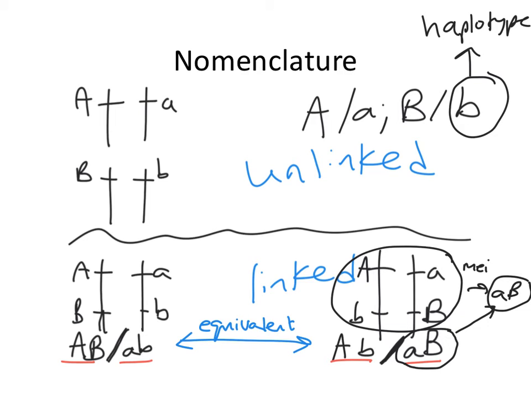So this is just nomenclature. Linked genes, you write all of the alleles that are on one piece of DNA next to each other on either side, on both sides of the slash.